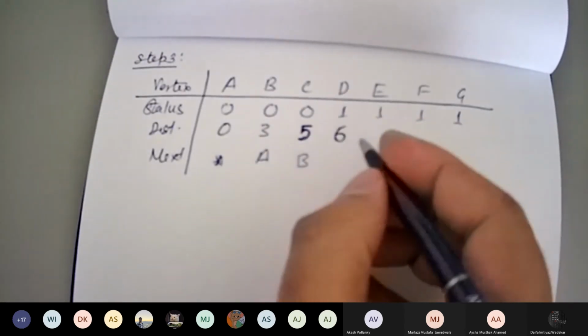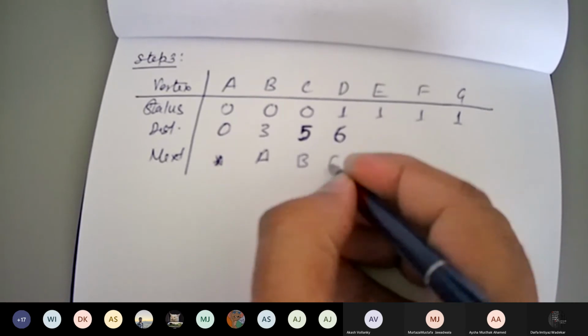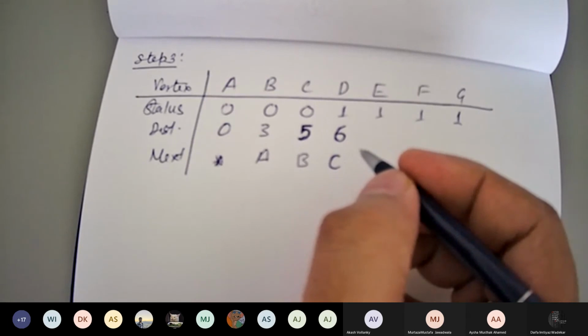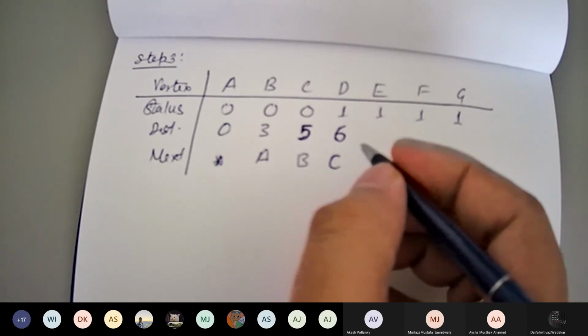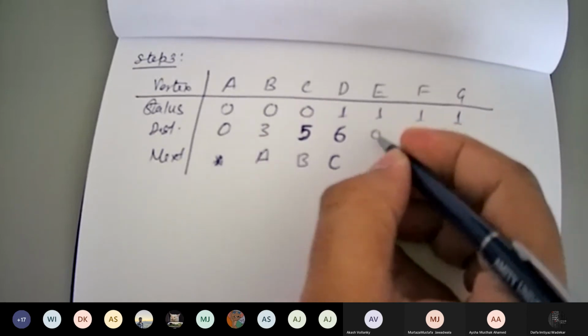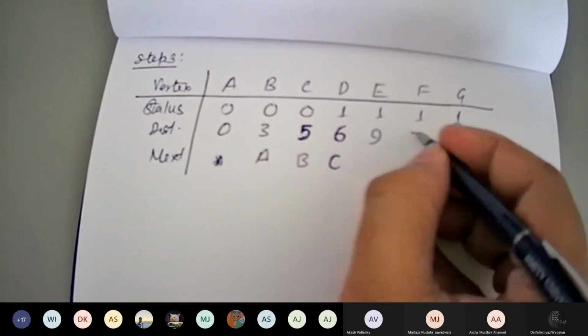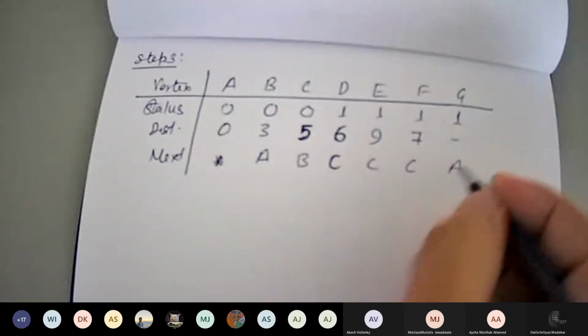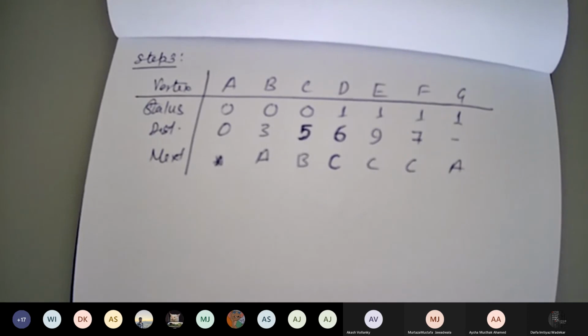And from where are you coming? C. Okay. And then C to E was how much? 9, and C to F is 7. C, C, and here dash, and here A. Any confusion till step 3? Anybody? No, sir. Okay, so let's go to step 4.